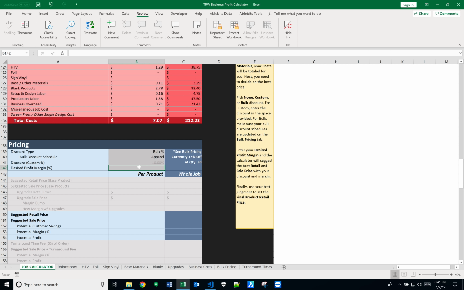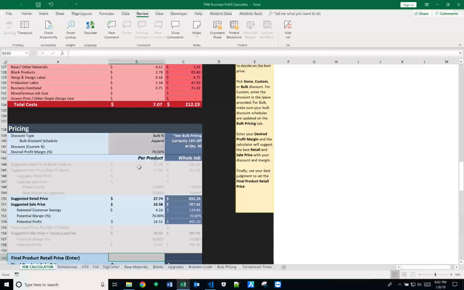So let's say for this order, I want to take home 70%. I feel like that would be a good margin on this product. When I enter that in, you can see it's going to do a bunch of calculations. Anything that's grayed out, don't worry about. That just means it's not relevant for this order. There are a couple of sections, like upgrades or turnaround times, that become relevant depending on the order. If it's not relevant, don't focus on it.